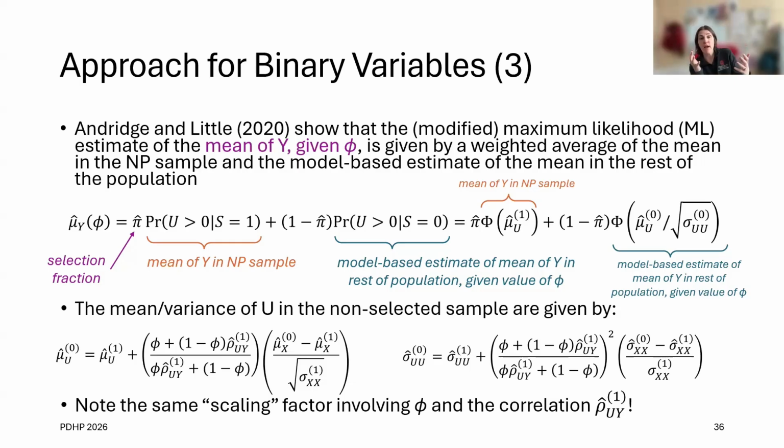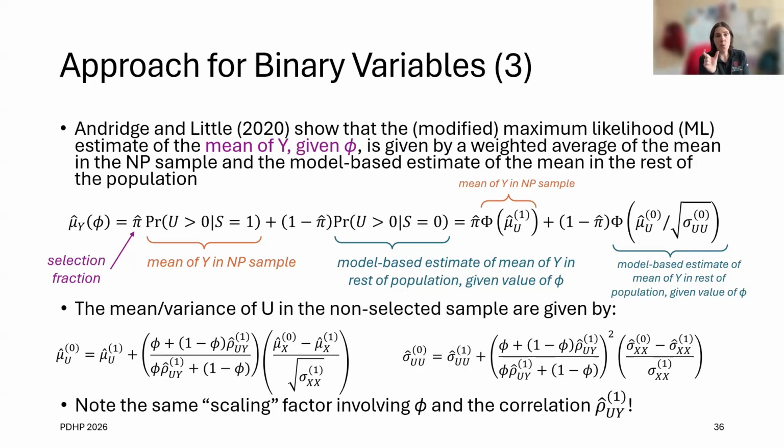For a given value of phi, my overall adjusted value of Y is going to be a mean in the non-probability sample times pi, which is the selection fraction, plus the mean in the rest of the population times 1 minus pi. But the mean of Y, because we're in this latent variable framework, is the probability that U is greater than 0. And since U has a normal distribution, that's a quantity that we can calculate, right? That's the cumulative CDF of the normal distribution.